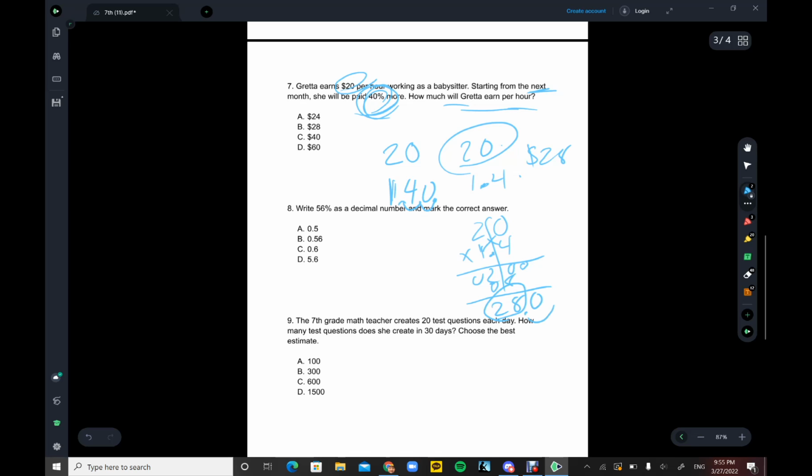So yeah, again, this 1.4 is because you added the 40% to the 100%, and you got 140%. So what you're trying to find in this equation is 140% of 20.